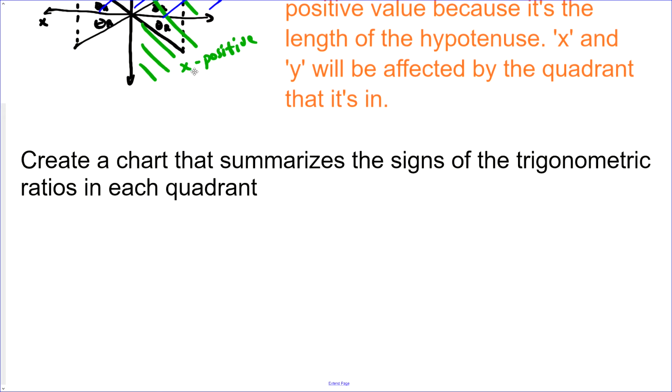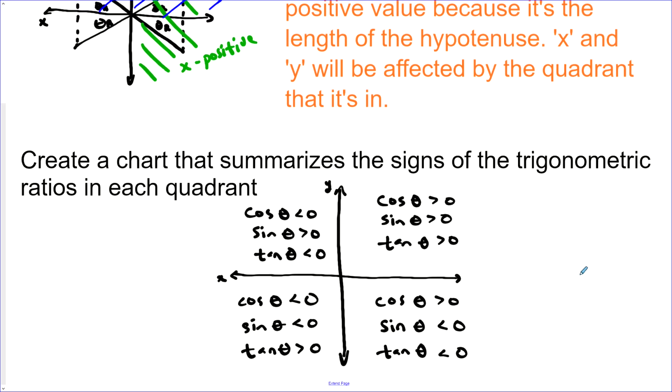Create a chart that summarizes the signs of the trigonometric ratios in each quadrant. So remember the x value of our coordinate is cos, and the y value of our coordinate is sine. Let's see how that would look. It might look something like this. We've got cos is positive here in quadrant 1 and 4. Sine is positive here in quadrant 1 and 2. And tan is positive where sine and cos are both positive, or where sine and cos are both negative, because tan is sine divided by cos.